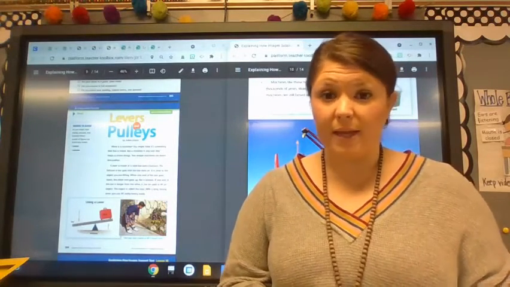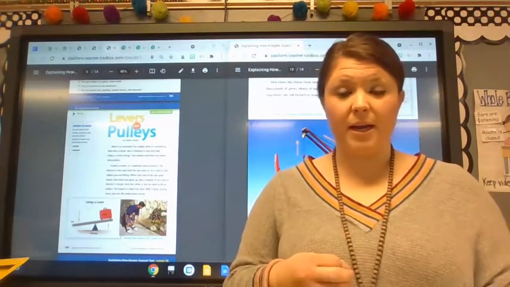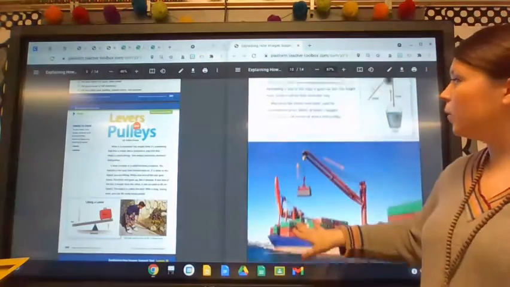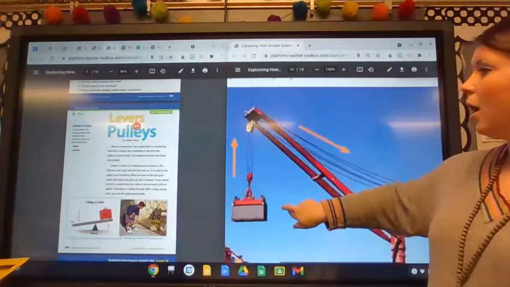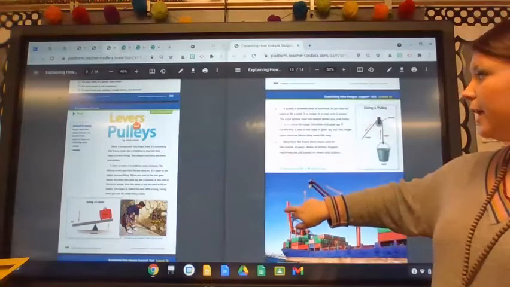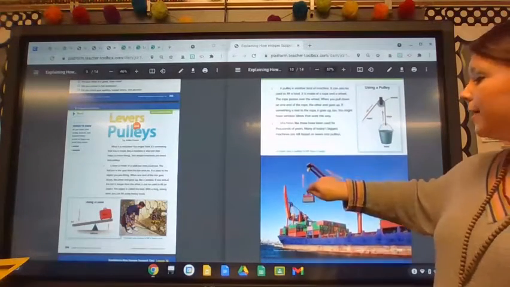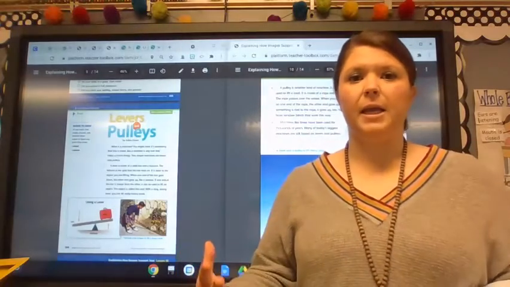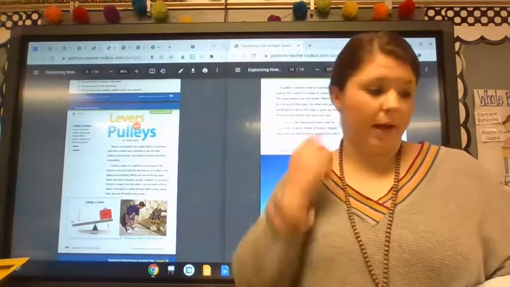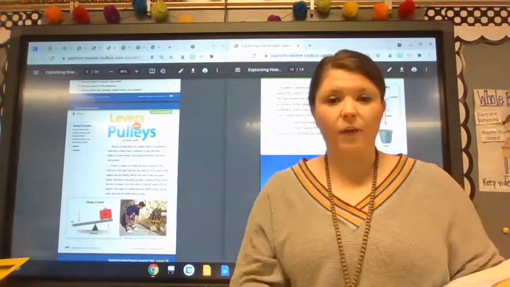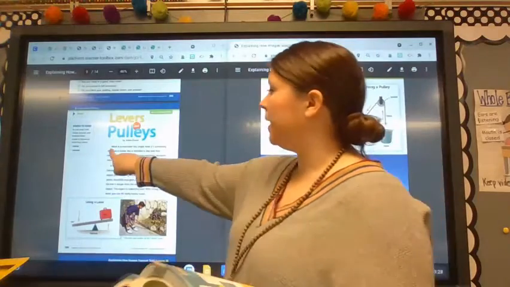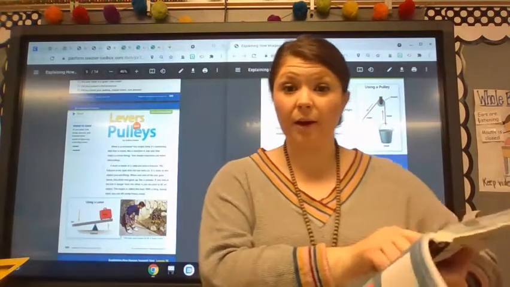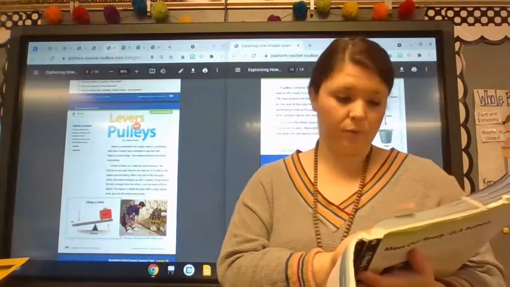All right, guys, now what we're going to do is we're going to reread the text. Reread means read it again. This time as we're rereading, we're going to focus in on how the illustration and the text work together to support, help to explain each other, okay? All right, so go ahead and take your finger and put it on paragraph number 1 of page 304. Paragraph number 1. Ready, read.